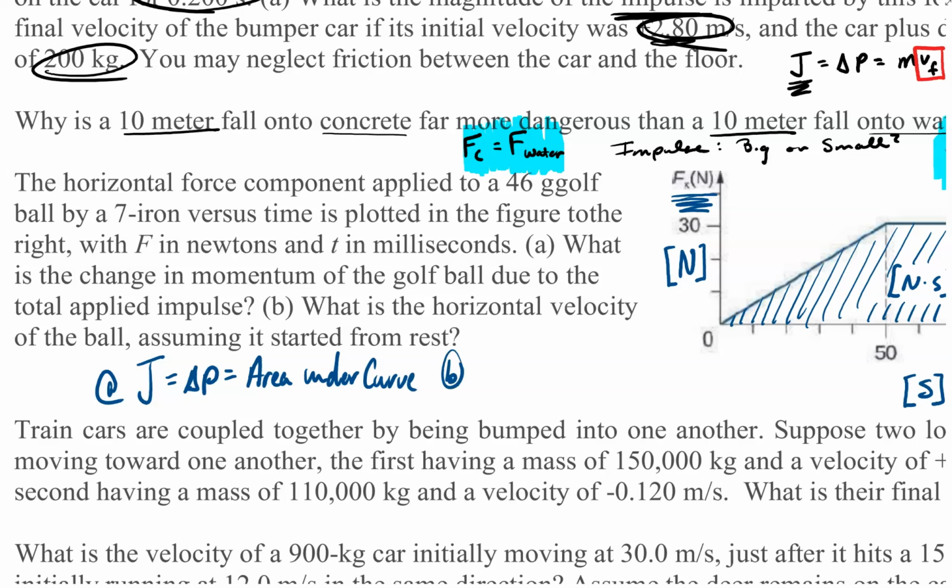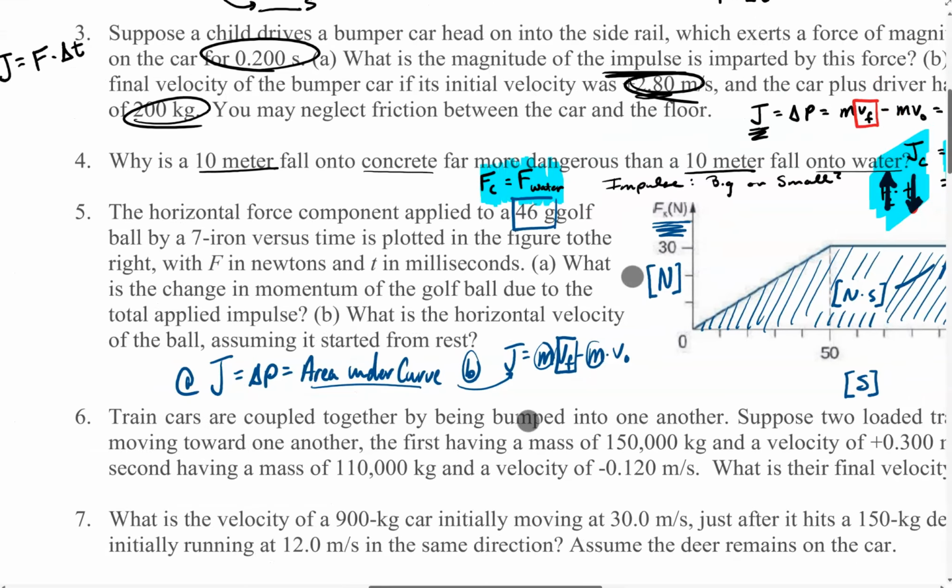Similarly, in part B, since impulse is the change in momentum, we can report it as mass times velocity final minus mass times velocity initial. And if we have the area under the curve representing impulse from part A, and we know the mass, let's see here. Yes, we do know the mass of the golf ball. It's 46 grams. We know that it started off with a velocity of 0, and that would allow us then to find our final velocity for part B.